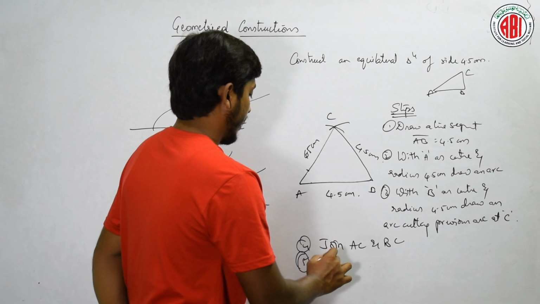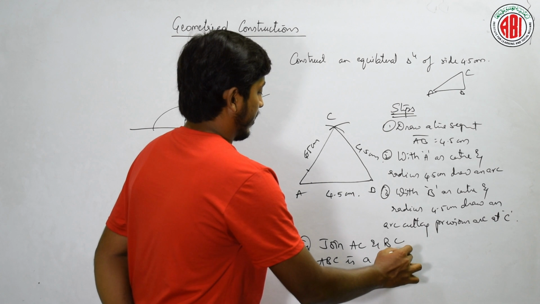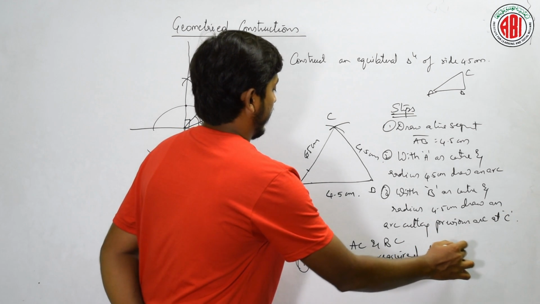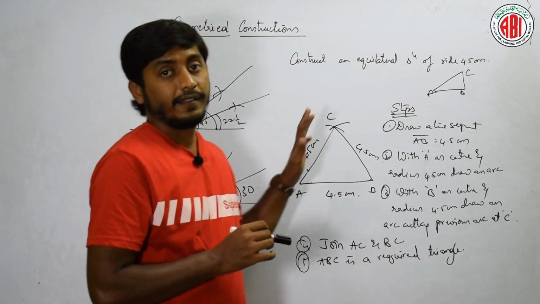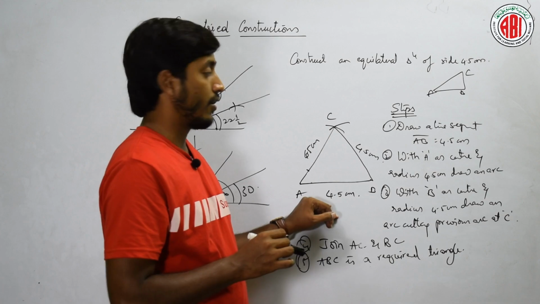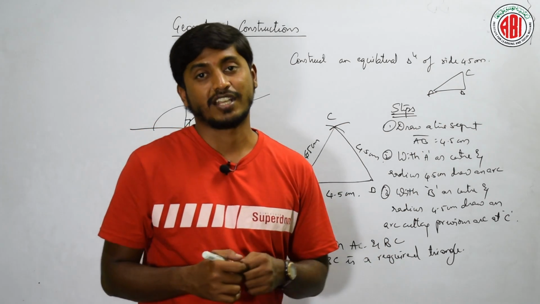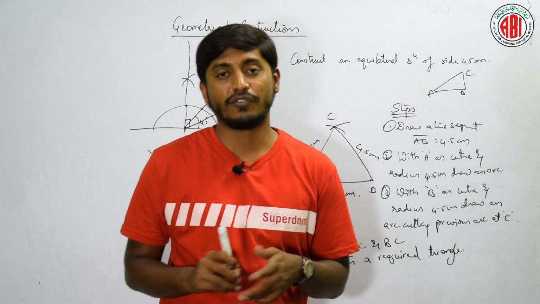Therefore, ABC is the required triangle. Clear? Did you understand? Fine. We have to draw the construction, a rough figure and the steps of construction. Fine. Good. Shall we do a few more problems?